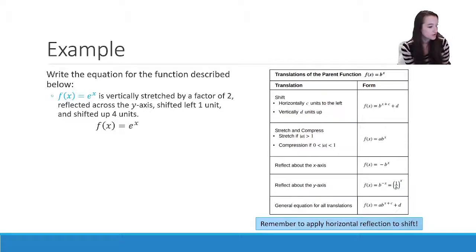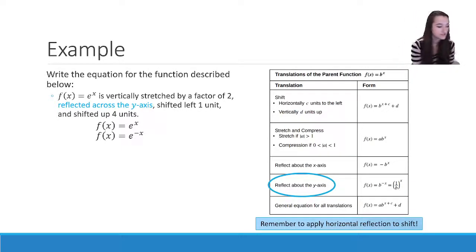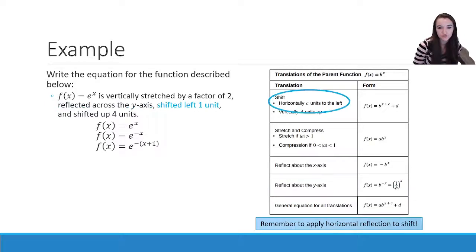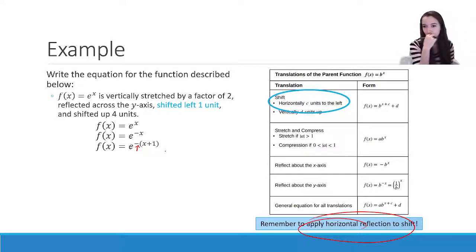So I'm going to start with f of x equals e to the x as my base function. I'm going to apply my reflection about the y-axis first. So that's just adding in this negative to my x. Then I'm going to apply my shift left by 1 unit, remembering again to apply the horizontal reflection to the shift. So that means I'm really putting this negative outside of x plus 1.